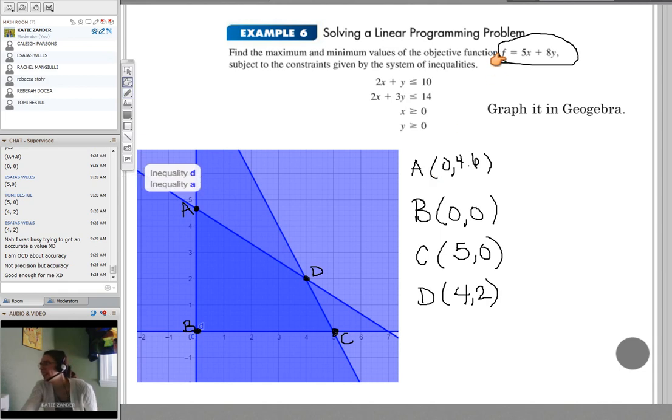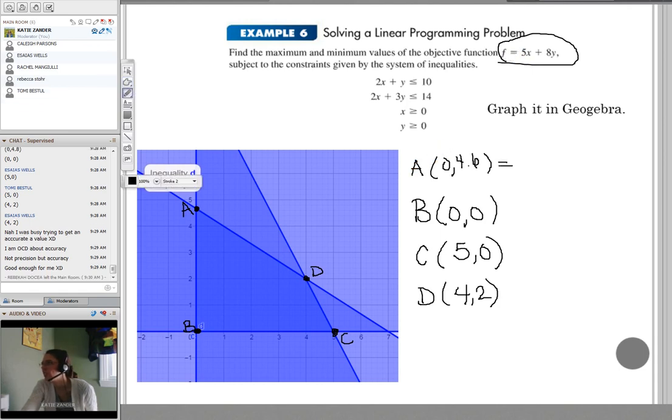So now we are testing it back into the objective function. We're going to plug point A in first. What do we get when we substitute the values for point A into that objective function? So 0 is in for x and 4.6 goes in for the y.